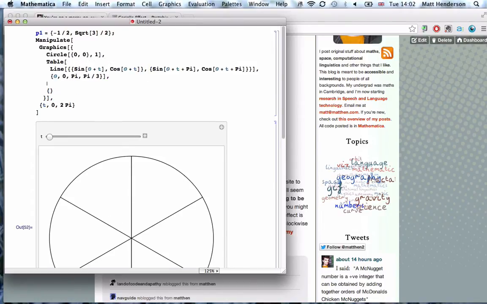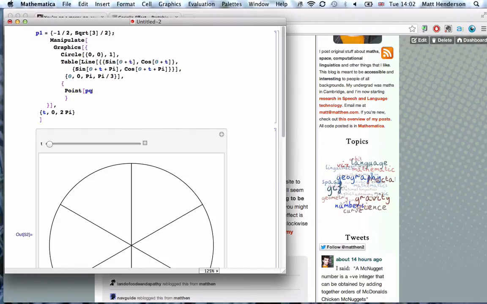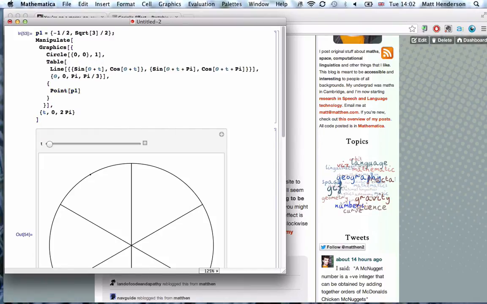let's start a new section, point P1. Make it a bit bigger by turning it into a disk, not a dot. There. Okay, cool.